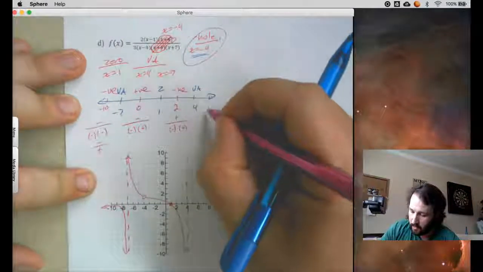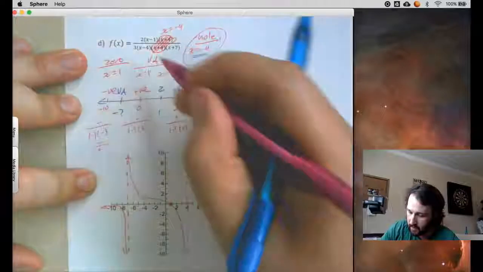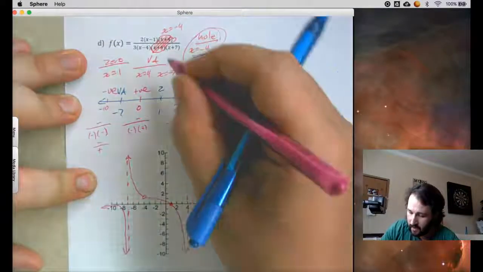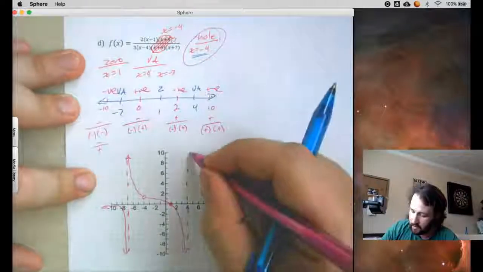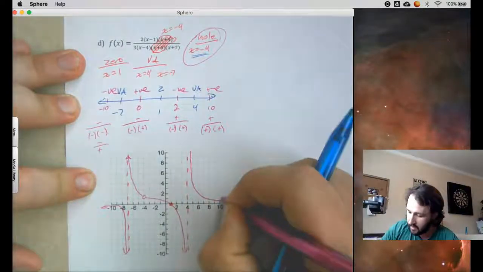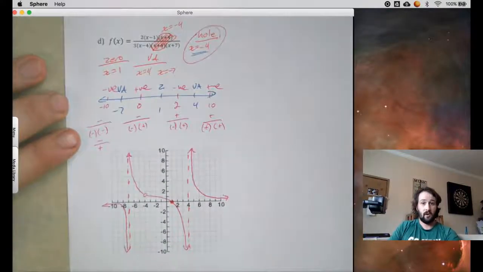And then bigger than 4, say like 10. 10 minus 1 is a positive, over 10 minus 4 is a positive, and 10 plus 7 is also a positive, so that will be a positive interval. So I know I'm all above the x-axis there. So that would be essentially our graph.